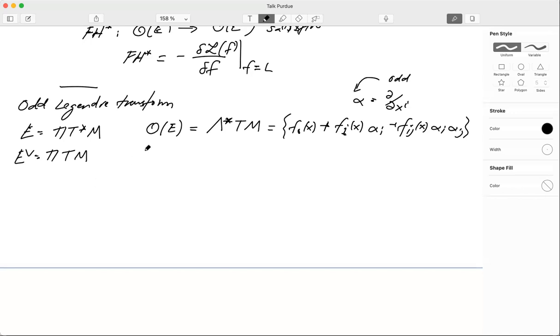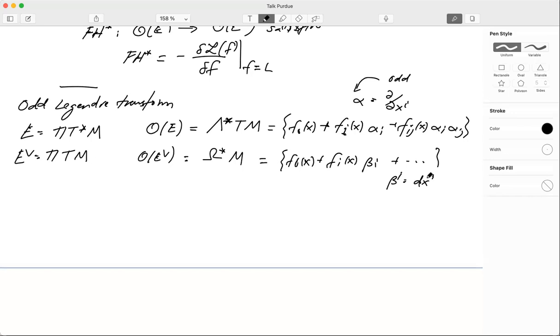Right? And similarly, the functions on the odd tangent bundle are just forms on M. So these are just your usual forms. And I'm going to write each form also as a function of x plus some degree 1 thing with beta I plus etc. Beta I is my dxi, my basis of one-forms. Right? So let me focus now on the polyvector fields.